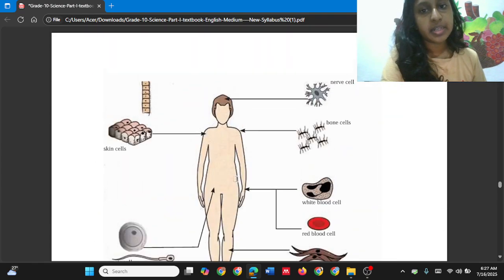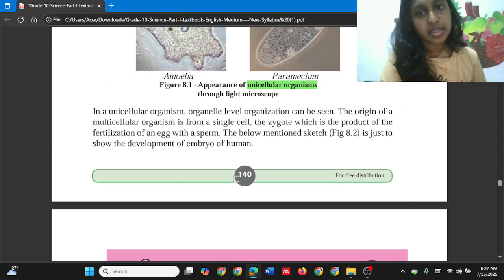මෙන්න තියෙනවා පල්ලෙහාට අපිට ඒතර structure එක ගැන මේ මුලින්ම start එක දෙන්නේ. ඒතර unicellular organism කෙනෙක් ගත්තොත් අපිට යාළගේ organella level organization එකක් දකින්න පුළුවන්. හරිද? The origin of the multicellular organism is from what? Single cell.